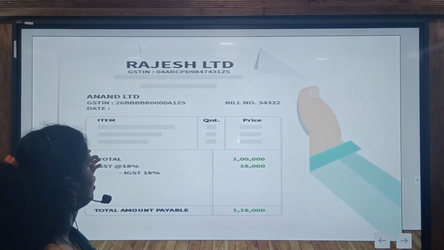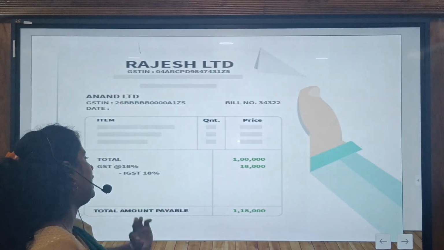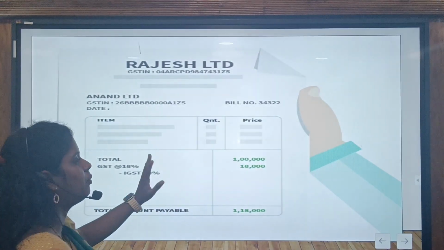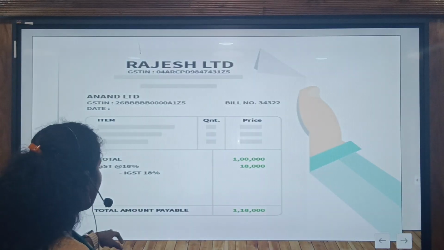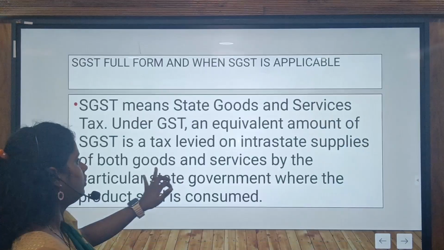Here we have the invoice where the total price of the particular goods sold is 1 lakh, and the IGST is going to be 18,000, that is the amount that they are going to share. The total amount of the particular goods will be 1,18,000.